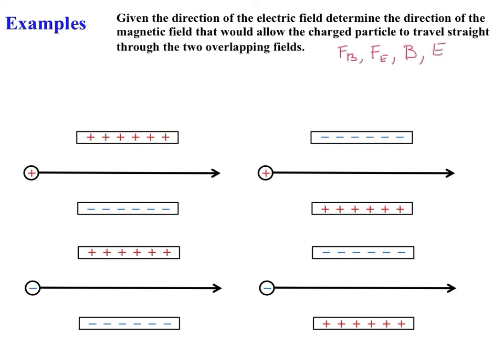So here we have a positive charge. Again, we know that it's going to be traveling to the right. I can already see my plates are labeled, so that means I know my direction of my electric field. It goes from positive to negative. If this is a positive charge, then it's going to experience a force downward. If it moves straight through the middle, then I must have a magnetic force that goes upward. And if I use my right hand rule and my palm goes up, my thumb goes to the right, then my magnetic field must be going into the page.